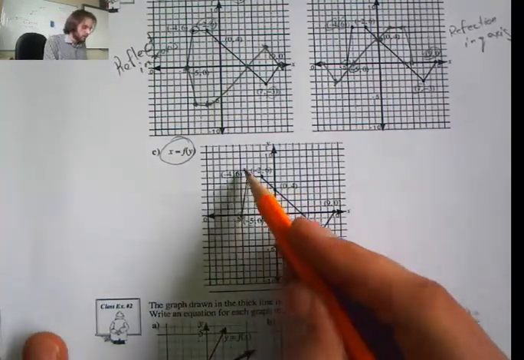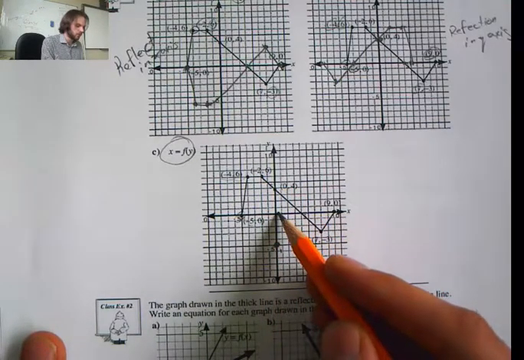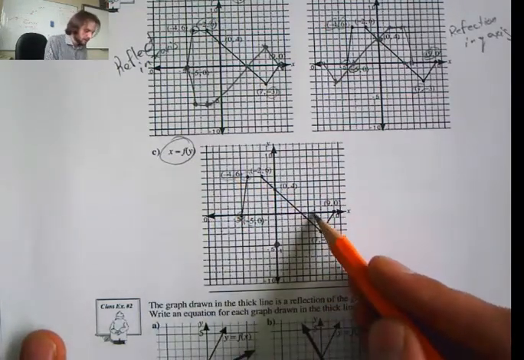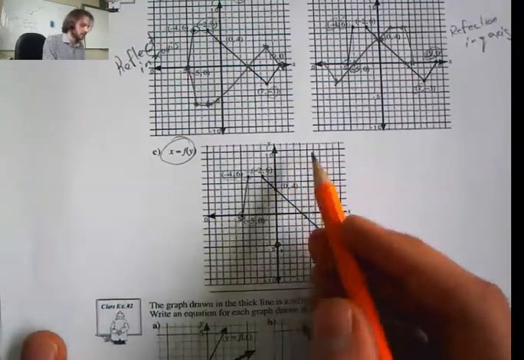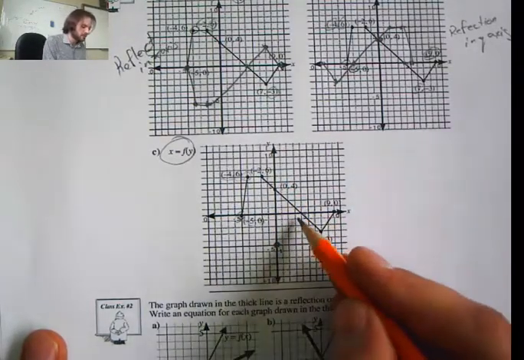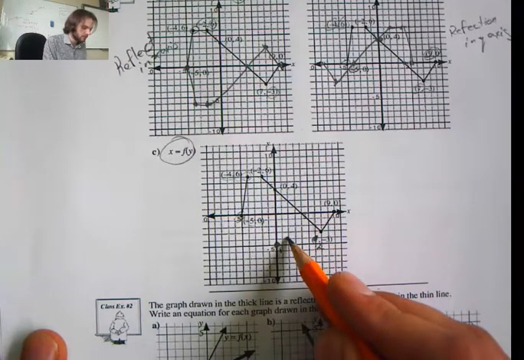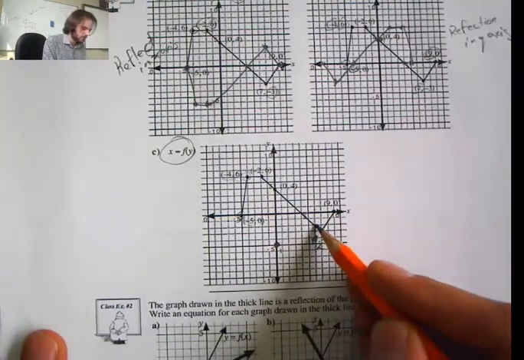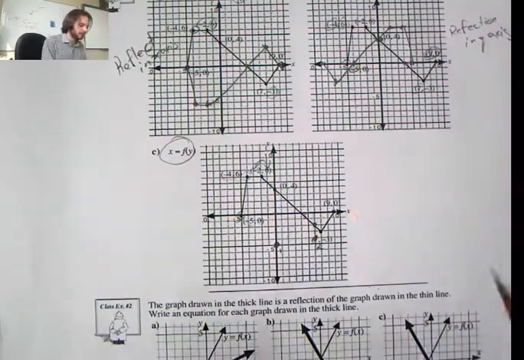All right, next point. Negative 4 and 6. So that becomes 6, negative 4, right? Because x and y switch. So 6, negative 4 is right there. That's point 2. Okay, let's take a look at my next one. Negative 2 and 6 becomes, oops, sorry, 6 and negative 2. Negative 2 is right there, right? Because these must switch.